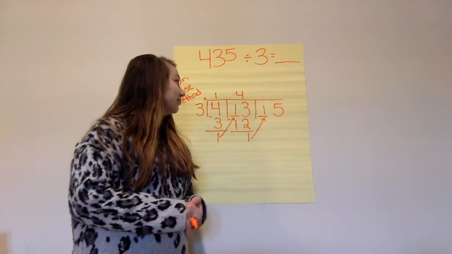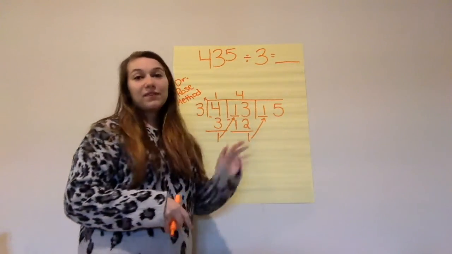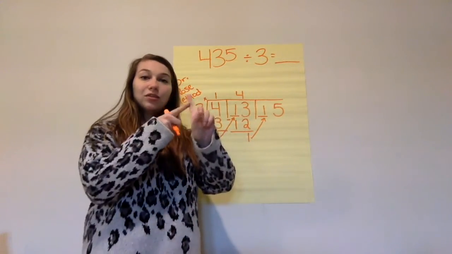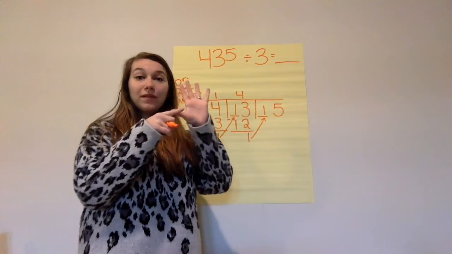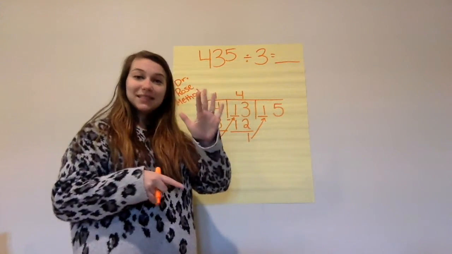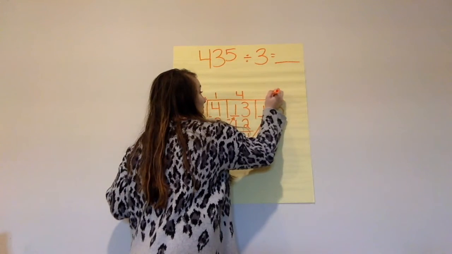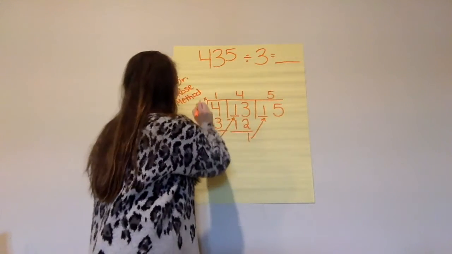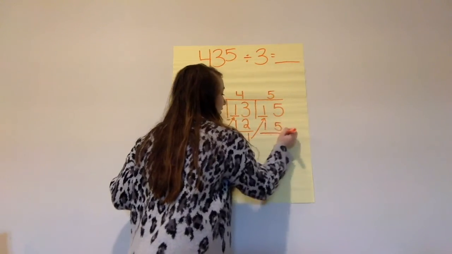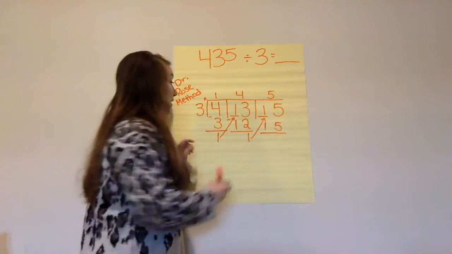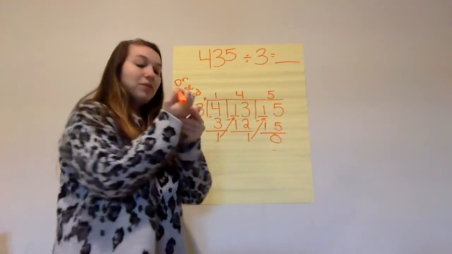If you know your math facts, you probably already know this, but if not, let's count by 3s. 3, 6, 9, 12, 15. How many times? 5. So we're going to put the 5 right above the 15. 3 times 5 gives us 15. We're going to do the same thing we did over here. 15 minus 15 equals 0.